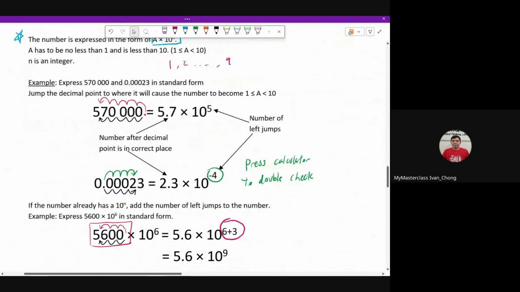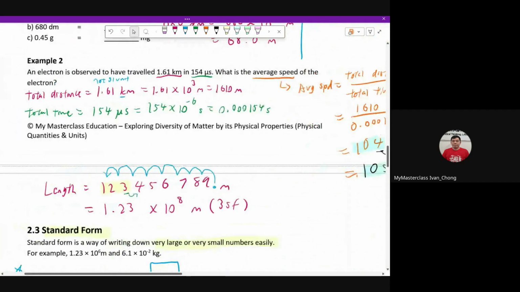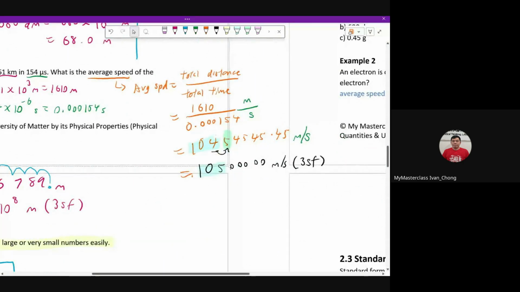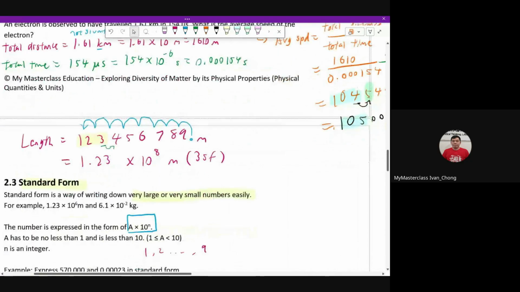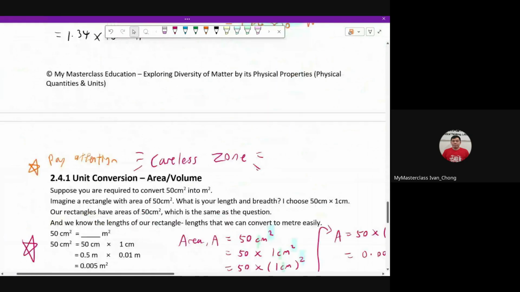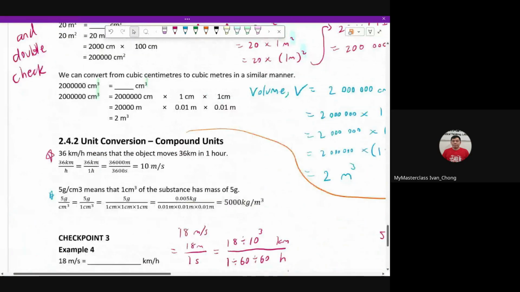Then for standard form, make sure that your first digit cannot be 0 or a double digit. It must be a single digit, and then for the rest behind, if it's very, very long, round it off to 3 significant figures, where there are three numbers in front, and look at the fourth number. If it's 5 or greater, we will add 1 to your third number. If it's less than 5, we will just leave it as it is. Then don't forget, we put 3SF at the back. Okay, so if there's nothing else, that is actually it for today. Please pay attention to your squares and cubes. Okay.